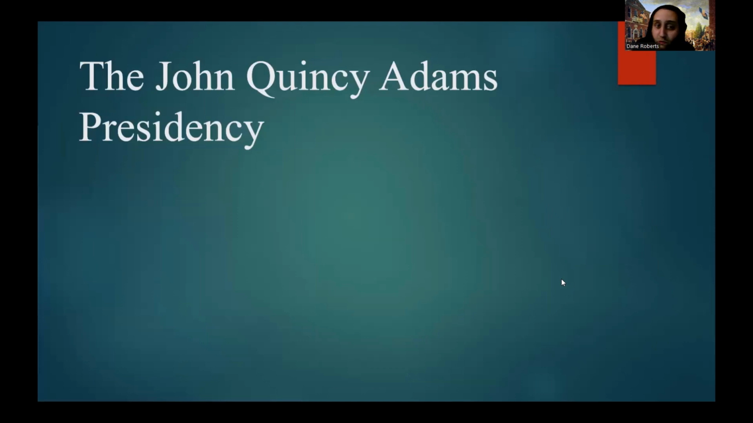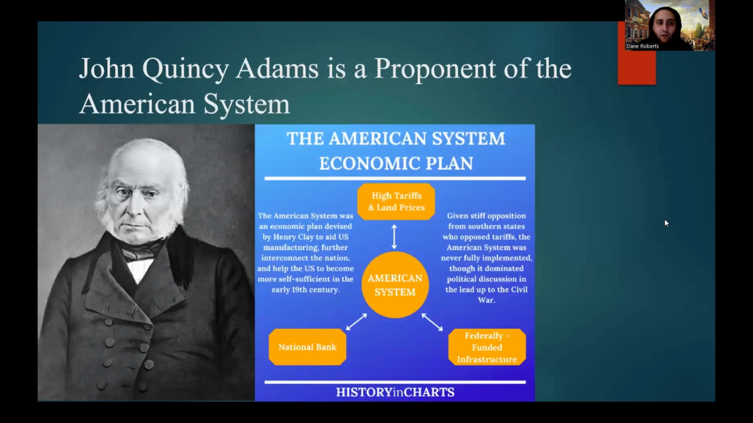Now this brings us to the presidency of John Quincy Adams. John Quincy Adams, before and after being elected to the presidency, was a proponent of what was known as the American system. The American system was an economic plan that focused on high tariffs and land prices, federally funded infrastructure, and the development of a national bank. And it was one of the main systems that was spearheaded by Henry Clay.